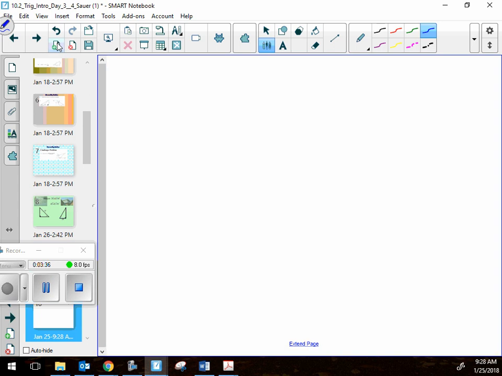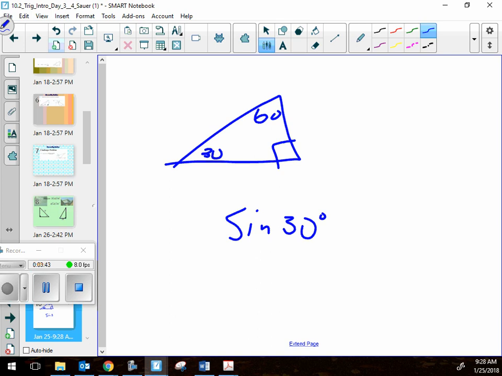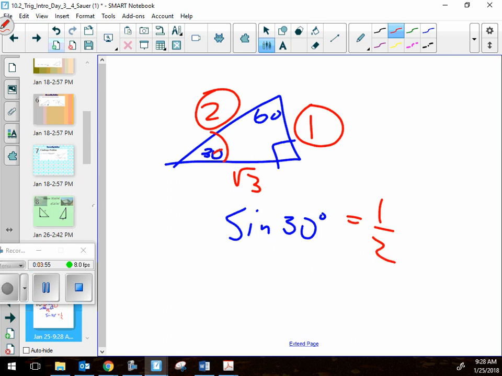Here's another thing to say. If you really know your 30, 60, 90, and I say sine of 30, you can go like this. I know this one. It's the 1, 2, square root of 3 triangle. So what's the sine of 30? You look at the 30 and you go, sine is opposite over hypotenuse. It's 1/2. See what I mean? You can calculate these in your head from knowing those classic right triangles.